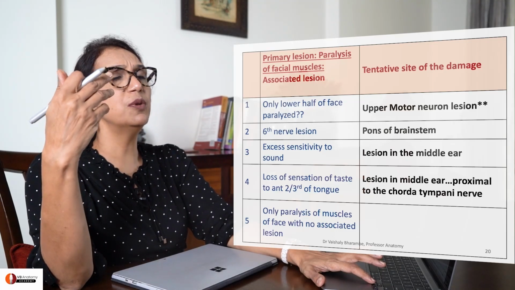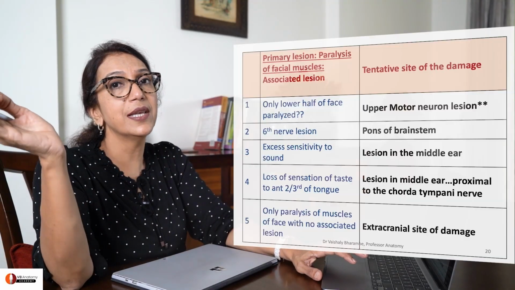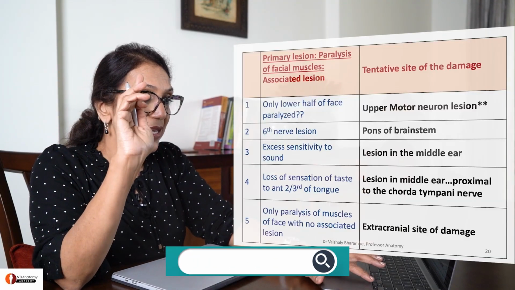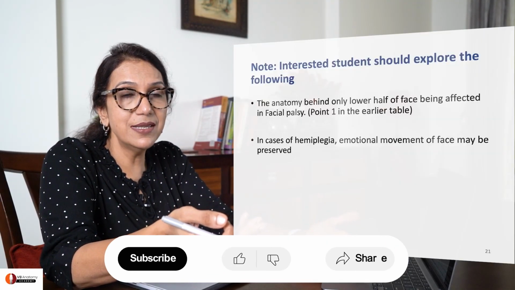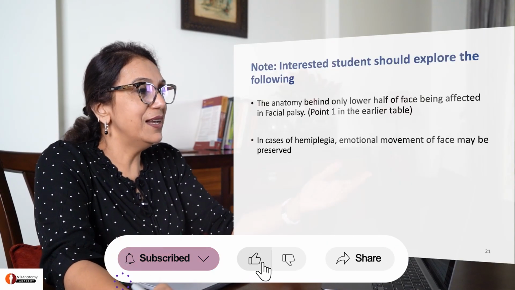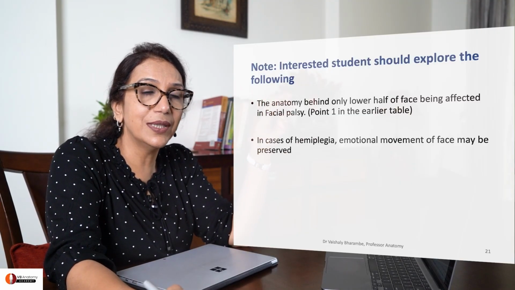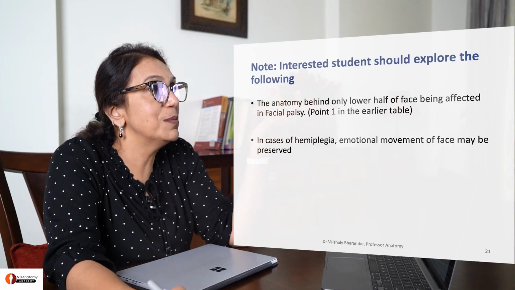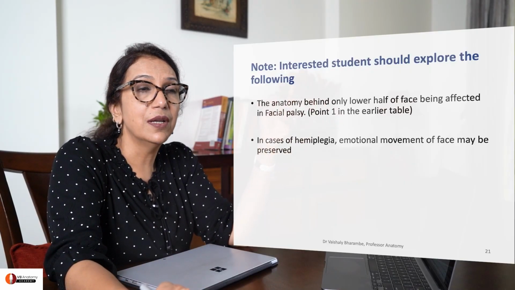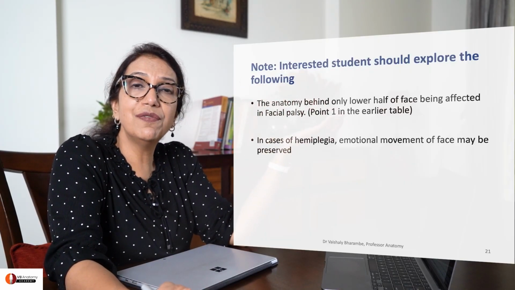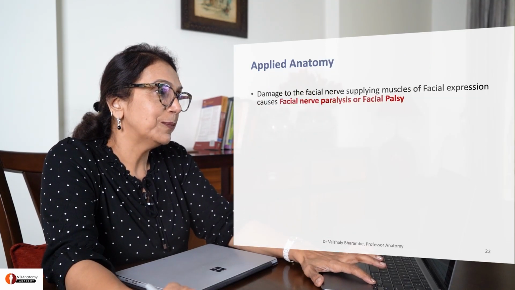Finally, when the patient comes with pure paralysis of the face, the injury is likely to be along the extracranial course. Okay. So thus associated lesions will help you to understand where the exact injury is to your facial nerve. Interested students, I request you to please study point number 1 a little further, and also remember sometimes in patients of hemiplegia, despite the entire paralysis of facial nerve, emotional movements of face are preserved. If you are interested, you can read up on this.